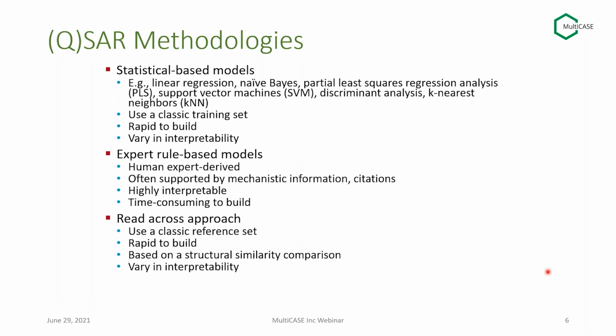So which methodologies are used to build those models? I can probably split them into three groups. First is statistical-based models. As the name says, it's purely statistical. It can use linear regression, naive Bayes, partial least squares, and all these methods which are listed here. It will use a classic training set. That's a necessity. If you want to train from something, you need to have something to train from. So you have to have a set of chemicals, and strictly speaking, you just need to have only structures.